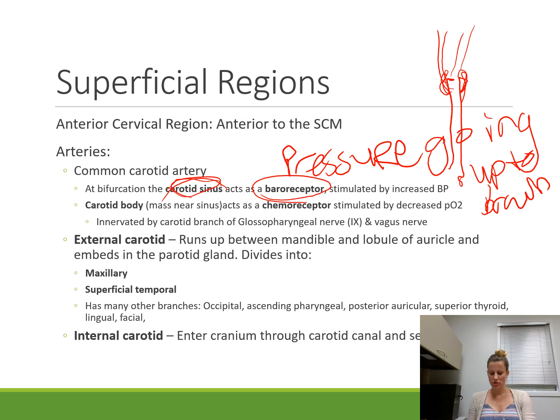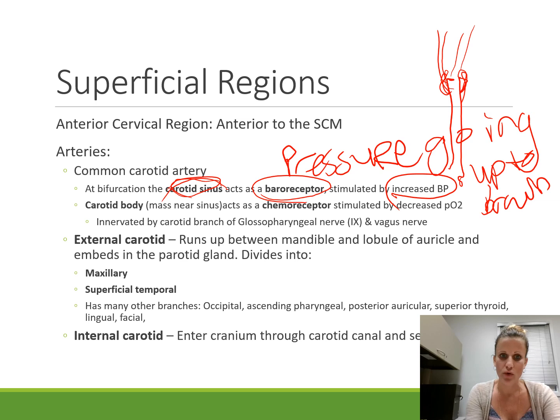Baro meaning pressure, right? So a barometer measures air pressure. These baroreceptors monitor blood pressure. And they want to make sure we have enough pressure to get the blood up to the brain, but not so much that it's going to be damaging. The baroreceptors, they're stretch receptors. So they're stimulated by an increase in blood pressure, and then they send those signals up to the cardiac centers in the brain, and then they send signals out to effectors to adjust the blood pressure as needed.